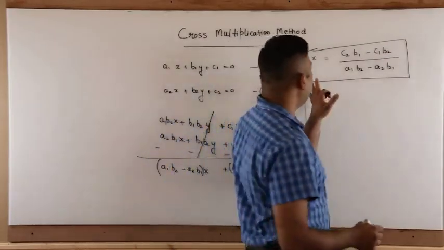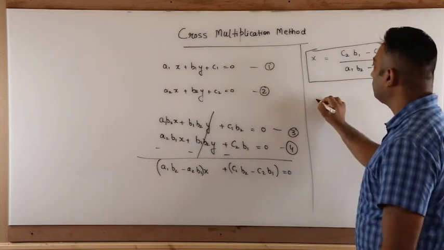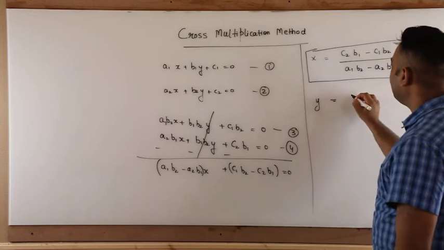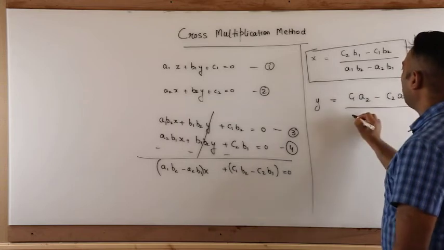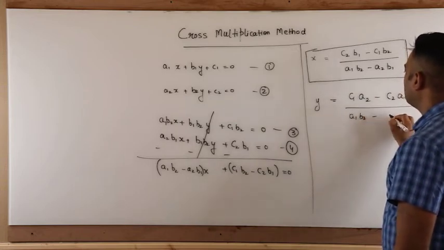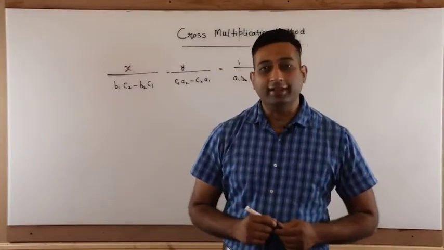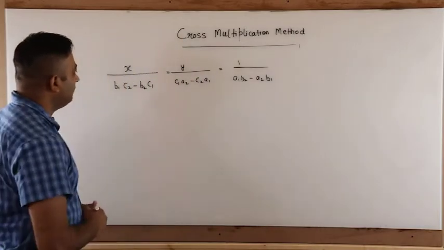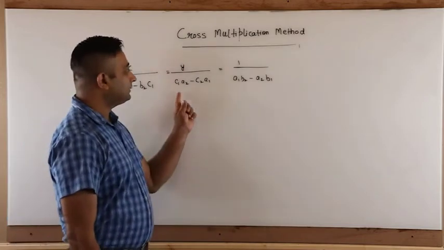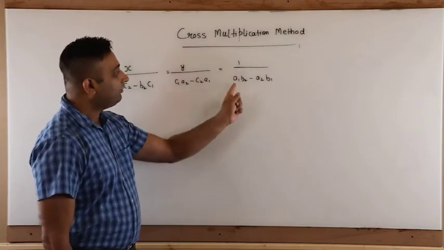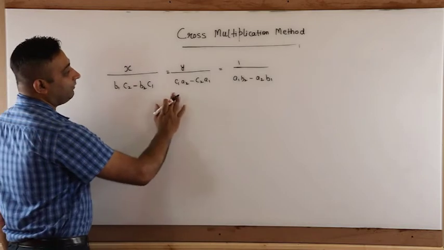Now let us put the value of x in equation number 1. That is, we will substitute the value of x in equation number 1 to obtain y. We will get in this case y is equal to C1 A2 minus C2 A1 upon A1 B2 minus A2 B1. We can rewrite the values of x and y in this form. You can see that we have written x upon B1 C2 minus B2 C1 equals y upon C1 A2 minus C2 A1 equals 1 upon A1 B2 minus A2 B1. You can easily find the values of x and y from this relation.